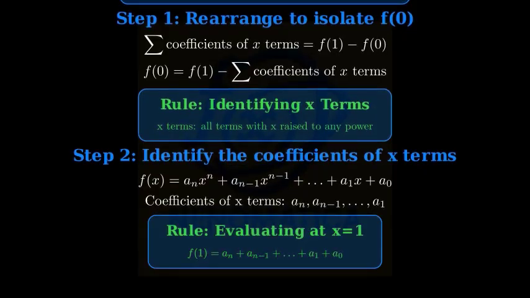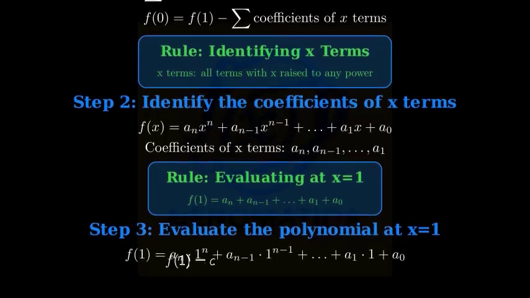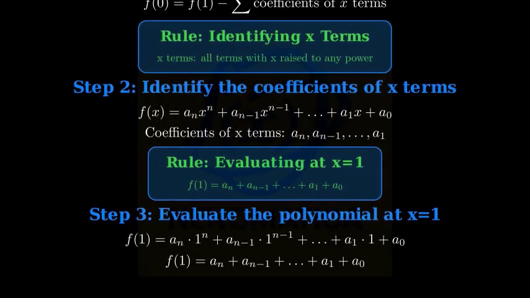We can evaluate the polynomial at x equals 1 to help us find this sum. When we substitute x equals 1 into the polynomial, each x term becomes 1, so we get f of 1 equals a sub n times 1 to the power of n plus a sub n minus 1 times 1 to the power of n minus 1 plus ... plus a sub 1 times 1 plus a sub 0. Since 1 raised to any power is just 1, this simplifies to f of 1 equals a sub n plus a sub n minus 1 plus ... plus a sub 1 plus a sub 0.